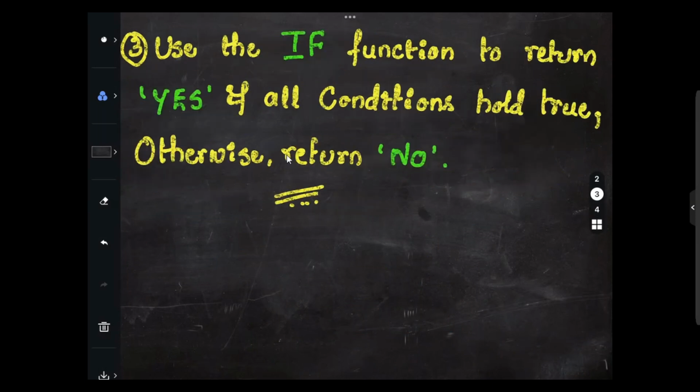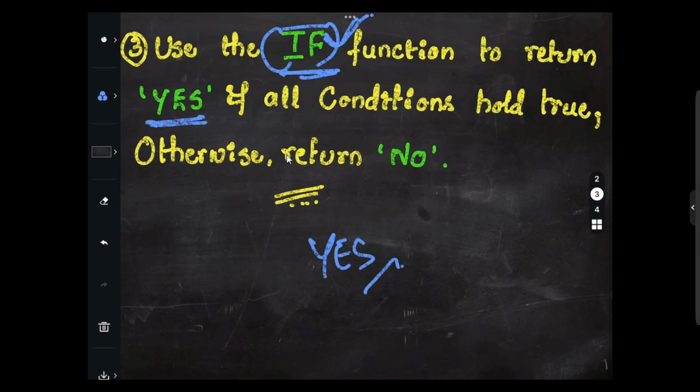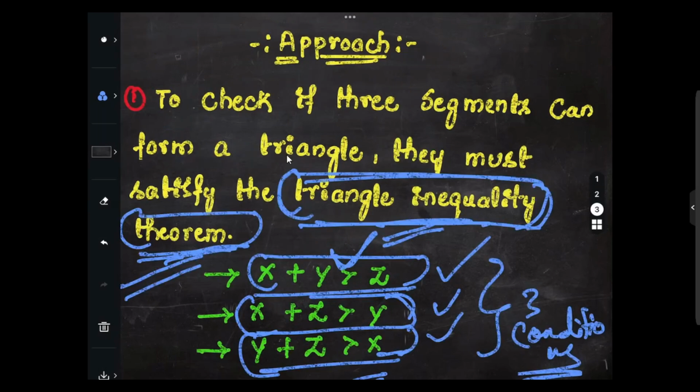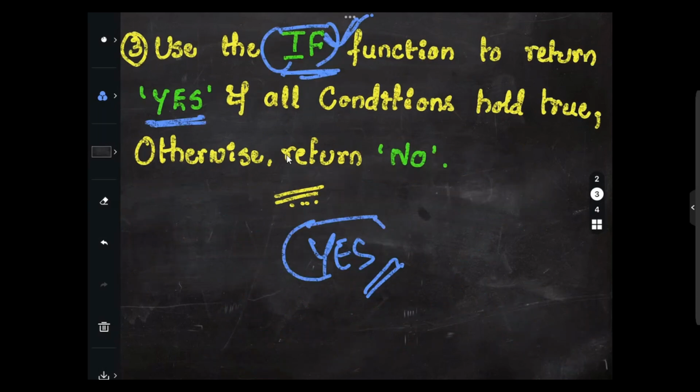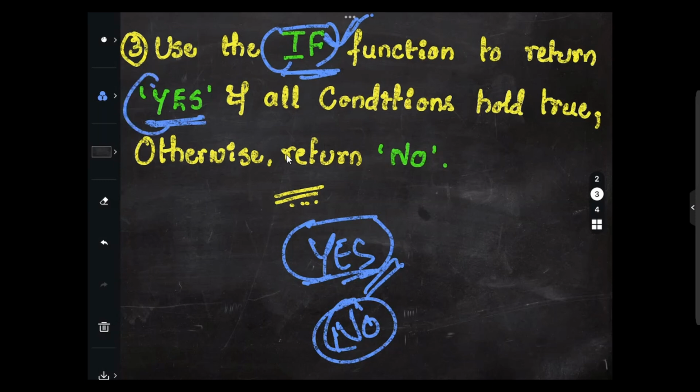And finally, the third step is we will be making use of the if function to return yes or no in the return table. If this triangle inequality theorem is satisfied, then we will return yes. If it doesn't satisfy the condition, then we have to return no, right? So we use the if function to return yes if all the conditions hold true, otherwise we will return no, right?